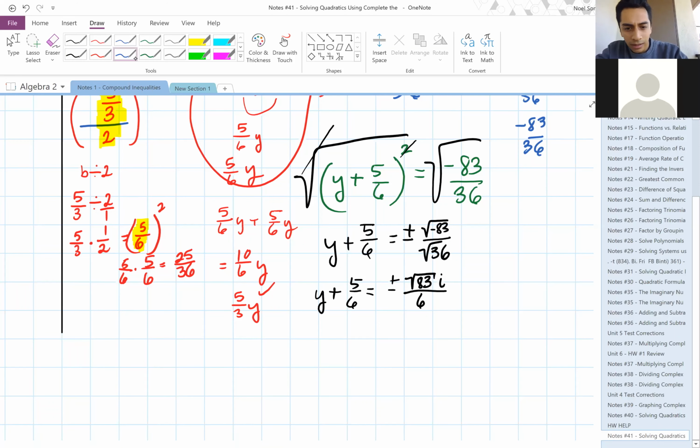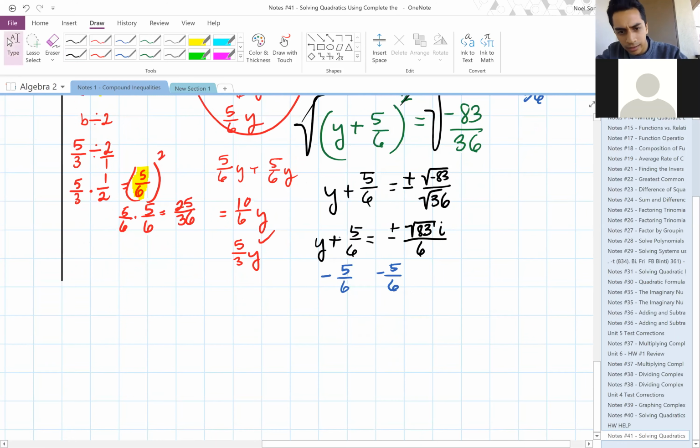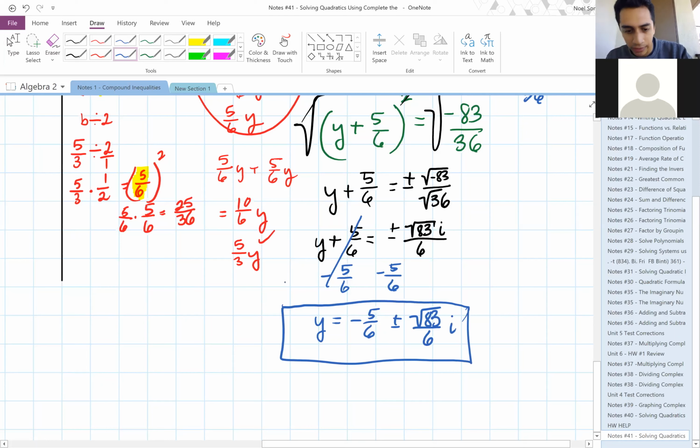And now the only thing left to do is get the y by itself, right? So we're going to subtract 5 over 6 on both sides. Okay, that's going to cancel out for us. Y is going to equal, on this side, even though they both have denominator of 6, do not combine them. Why? Because this negative 5 over 6 is a real number. The square root of 83i over 6 is an imaginary number. So they stay separated by the plus or minus. Okay, so we have negative 5 over 6 plus or minus root 83i over 6. Okay, and that's our solution for solving the quadratic here using complete the square, but this is one example where you do get imaginary, okay?